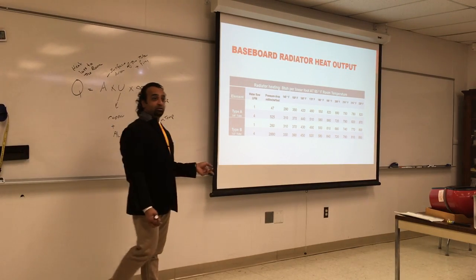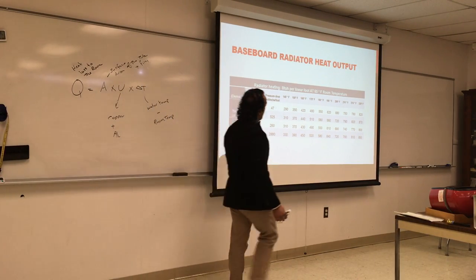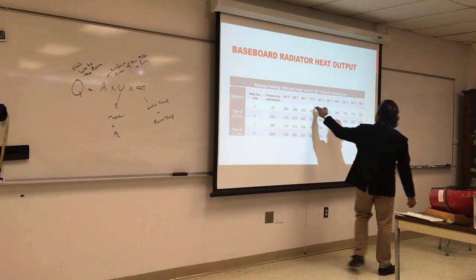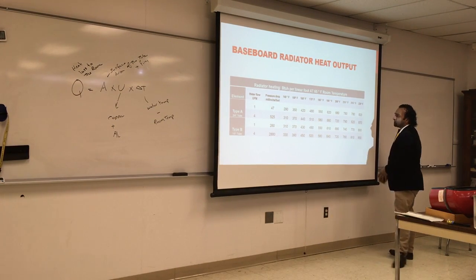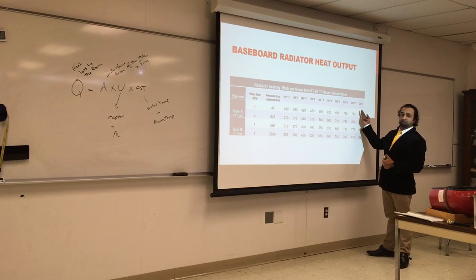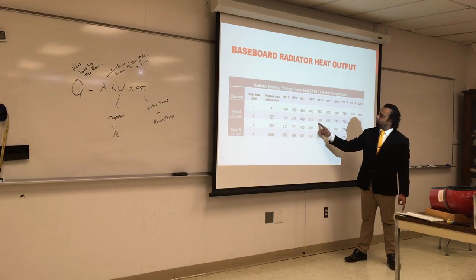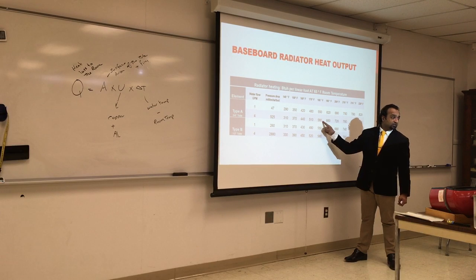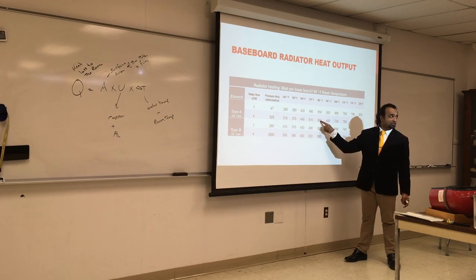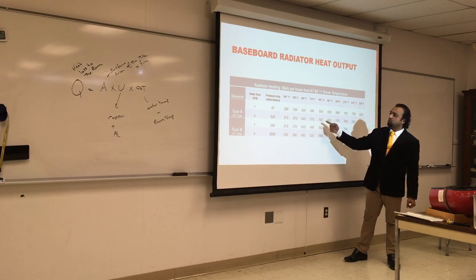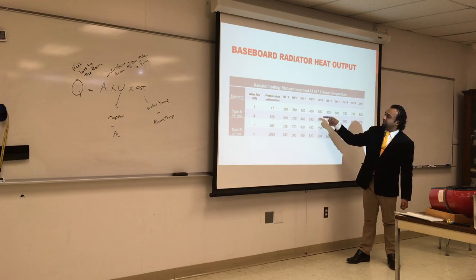Everything multiplied by zero is zero. So now, this is the variation of the water temperature all the way to 220. Even though it's above boiling, the system could be pressurized. And this is how much you get. If you look at that radiator over here, at 180, it will give you 580, say it's 590, close enough. So this is how much you're going to emit, depending on how much velocity.